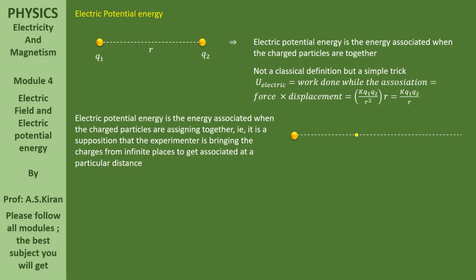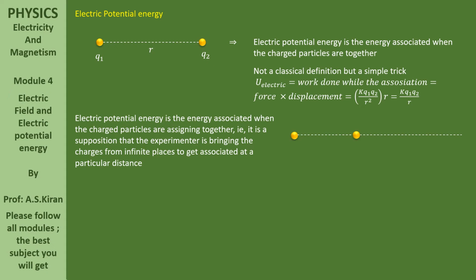Now, let us bring the charge from infinite places. Where from? From infinite places to that location. Where is that location? It is only at a distance r from the first charge. Yes, there is a charge coming from infinite places to that point.